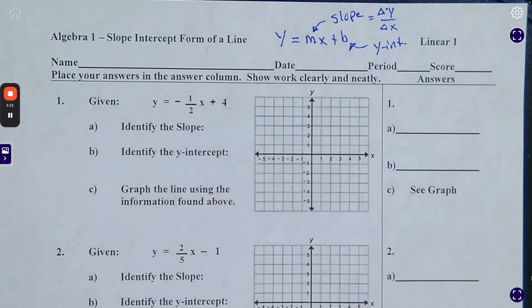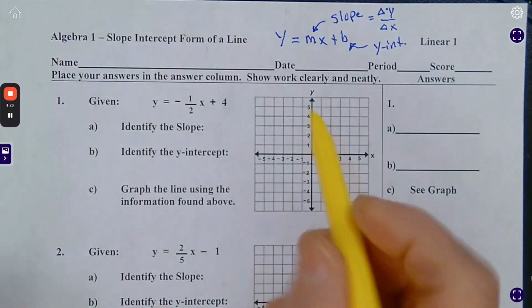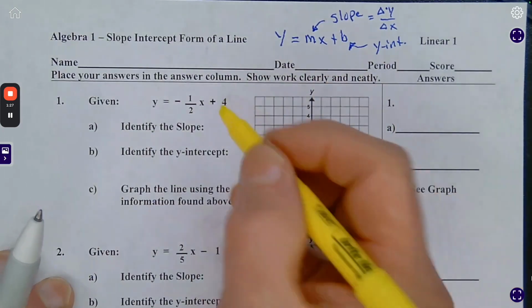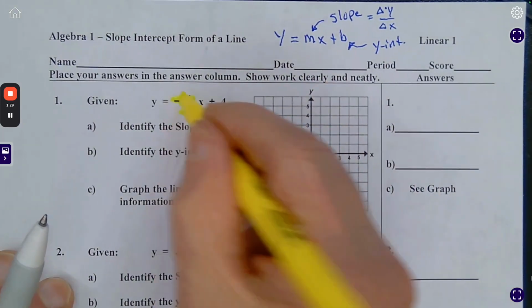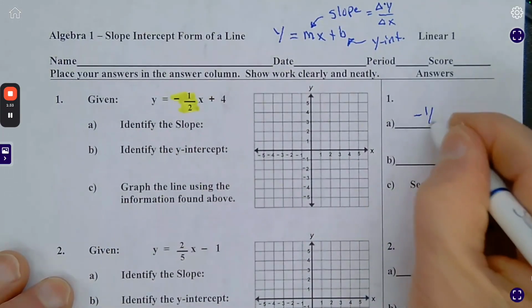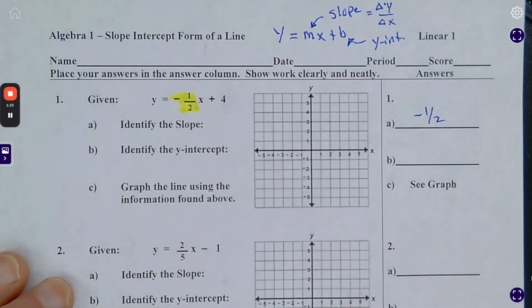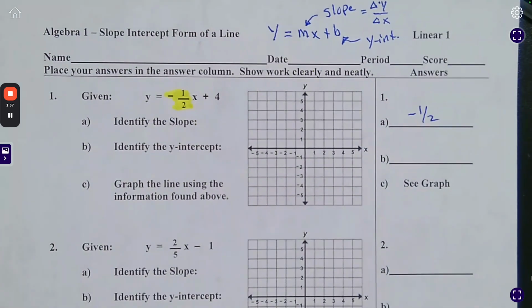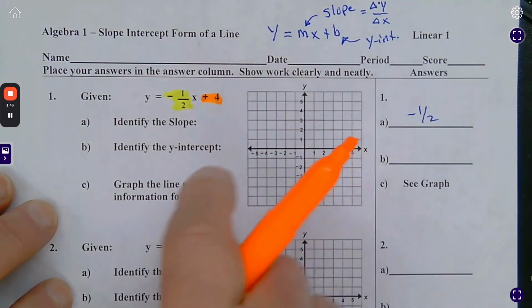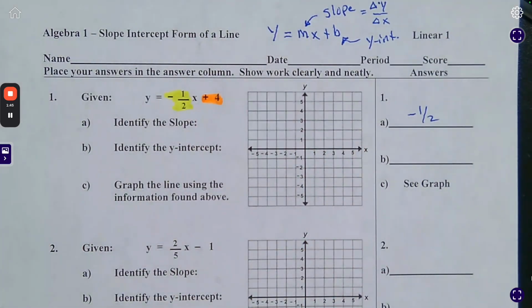Okay, let's see what we can do. Identify the slope. Well, the slope is the m. That's the number in front of x, or the coefficient, as we call it. Notice it's negative 1/2. So my slope is negative 1/2. Now my y-intercept is the number that's called the constant. So the constant term is this term right here. That's my b. Whatever's in front of it goes with it. Because it's a positive 4, it's just a 4.